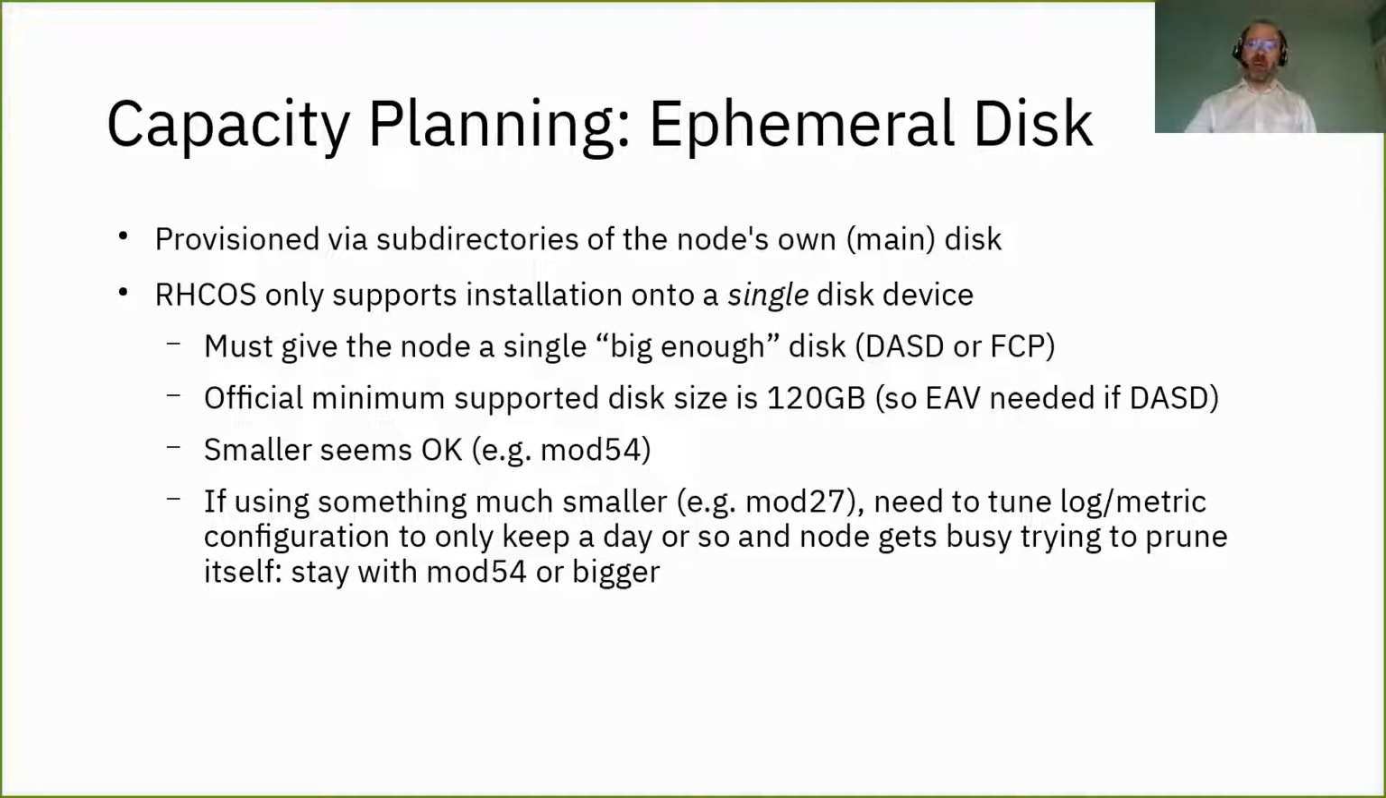The minimum supported says 120. In practice, I would say, again, if it isn't production, mod 54 is fine. In fact, you can go a bit smaller than that. But if you go too small, then the cluster itself gets really busy trying to tidy up disk space once it gets over about 85% or so.